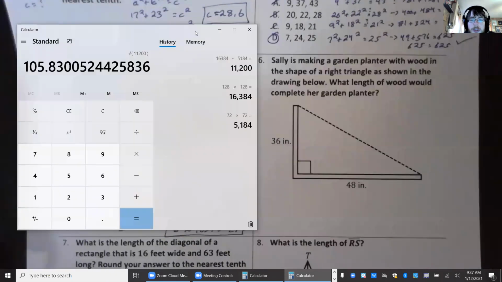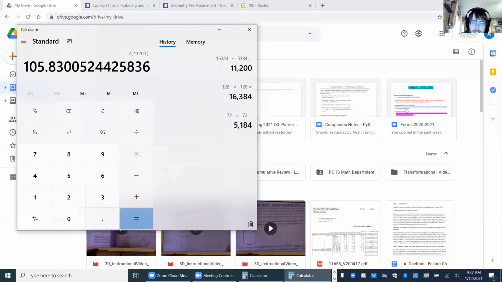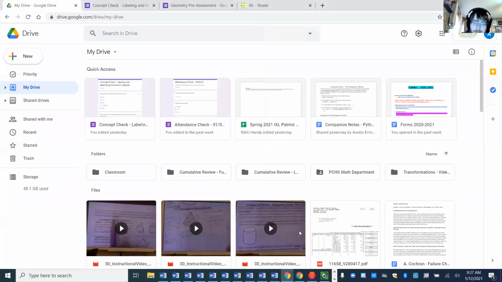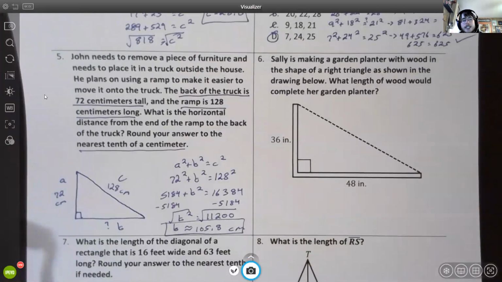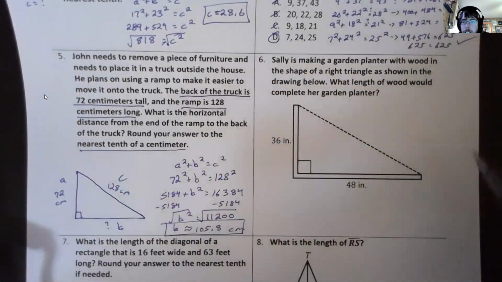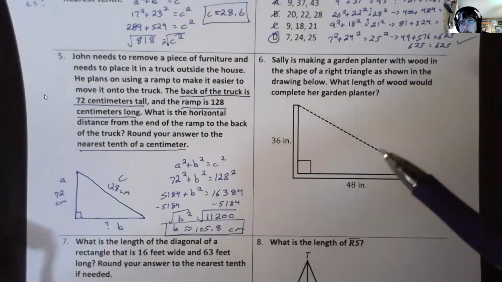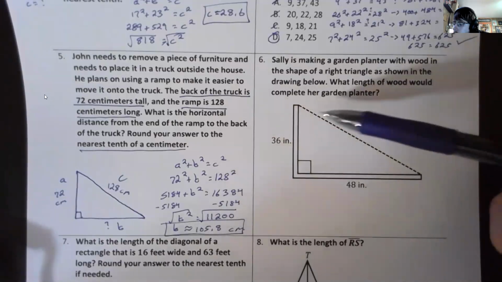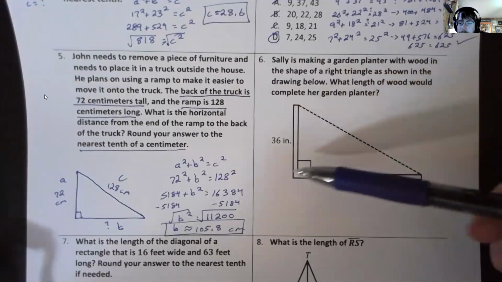All right, now let's look at number 6. Number 6, it says that Sally is making a garden planter with wood in the shape of a right triangle as shown in the drawing below. What length of wood would complete her garden planter? So she has 2 pieces of wood here already placed.